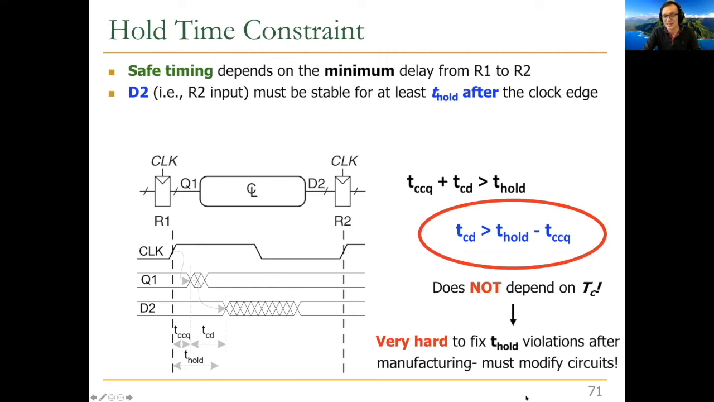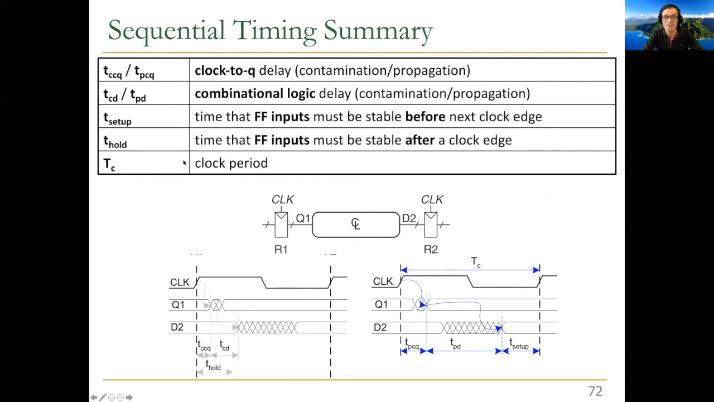TCCQ and TPD are combinational logic delays, minimum and maximum. T setup is the time flip-flop inputs must be stable before a clock edge. And T hold is the time that flip-flop inputs must be stable after a clock edge. And TC is the clock period, as we discussed. So you need to obey all of these equations that I showed you earlier.